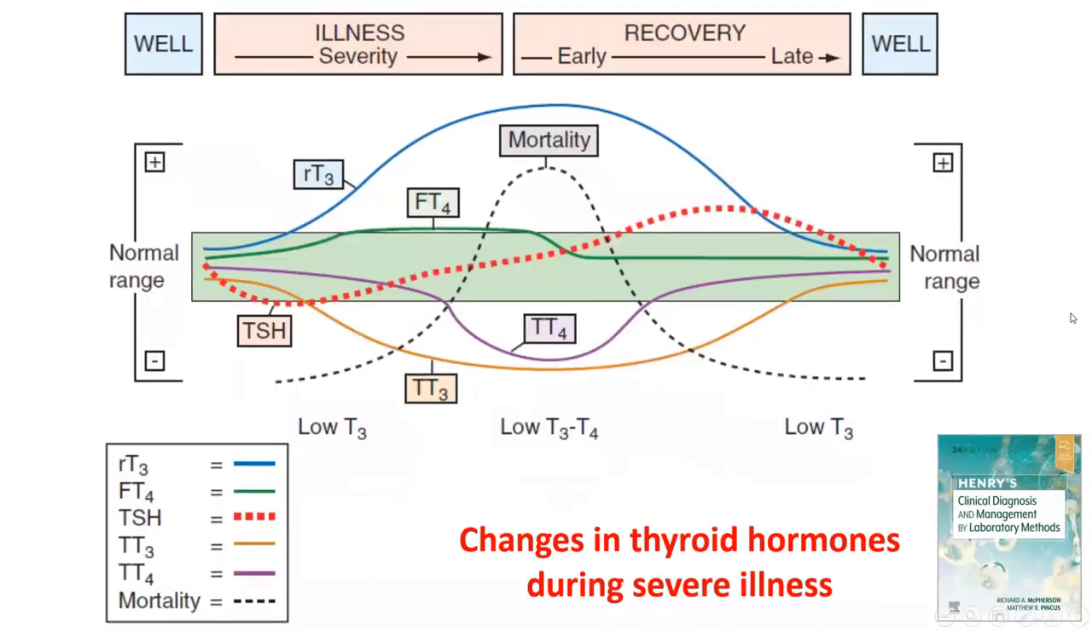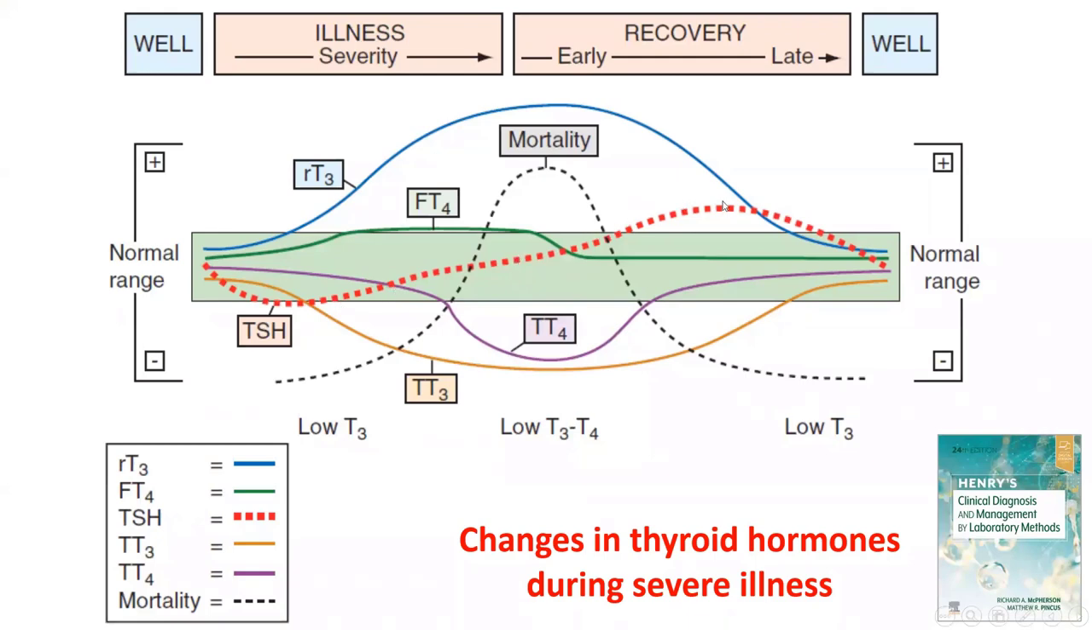So this is a very important diagram showing the thyroid hormone changes during severe illness, from the Harrison textbook. They mention that reverse T3 in illness is elevated. Total T3 will be decreased. Total T4 will be decreased. TSH may be normal or low.